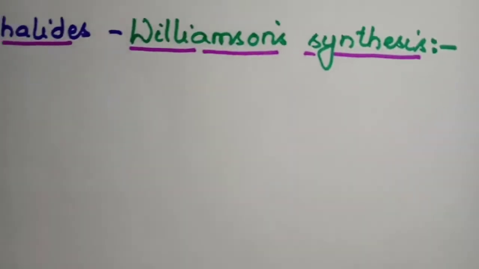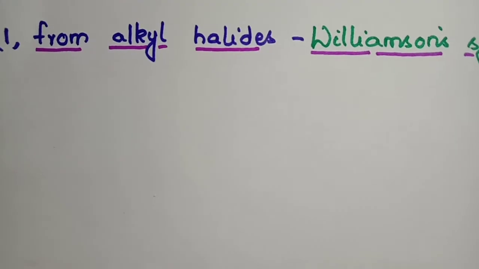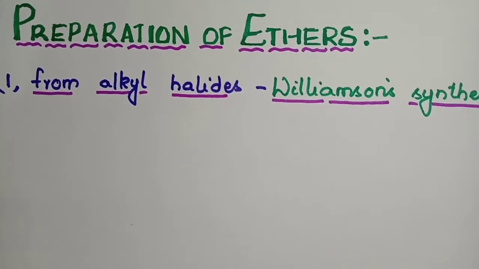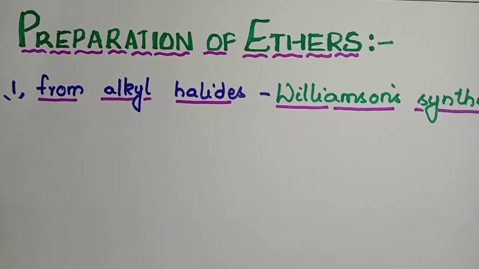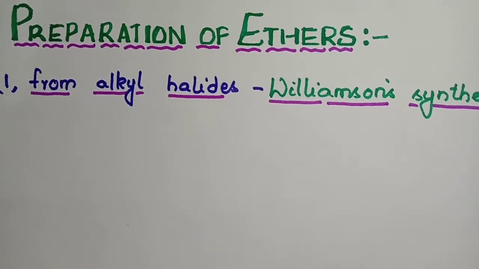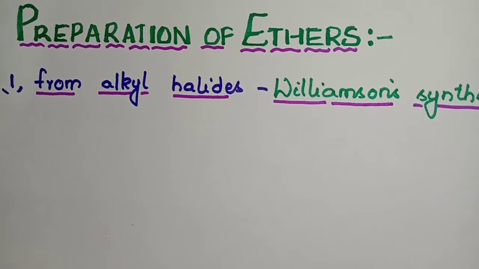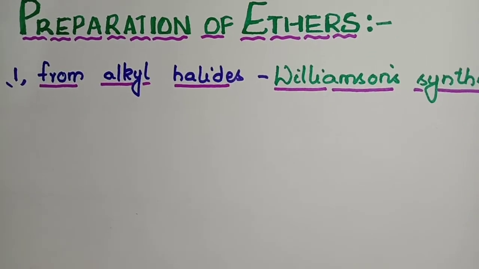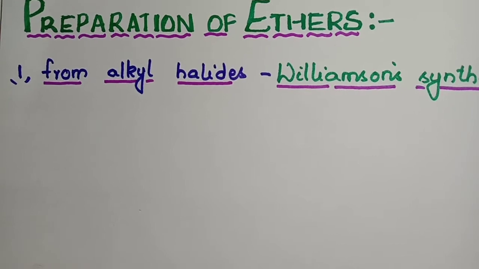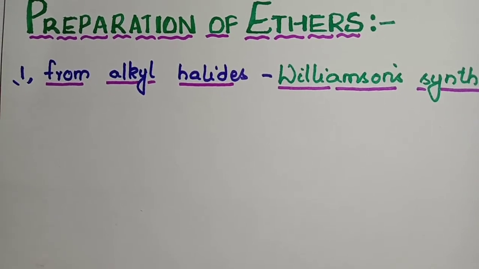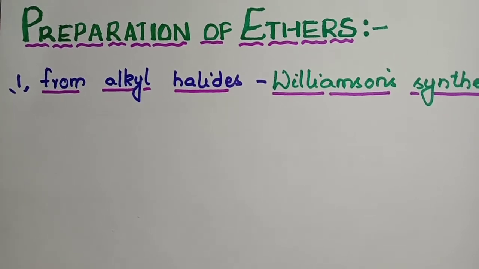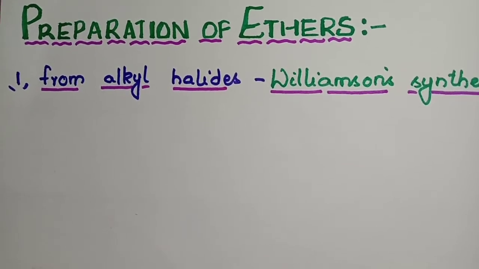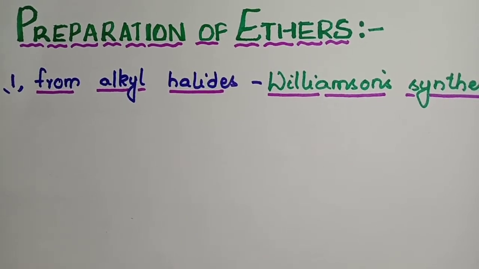Williamson's synthesis is nothing but preparation of ethers by heating alkyl halides with sodium or potassium alkoxides or phenoxides. Okay. So write down the statement, students. Ethers are obtained by heating alkyl halides with sodium or potassium alkoxides or phenoxides.